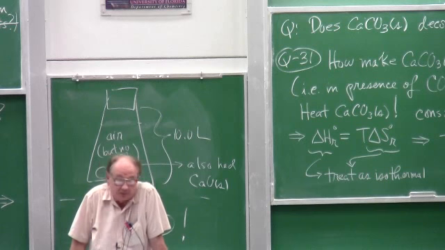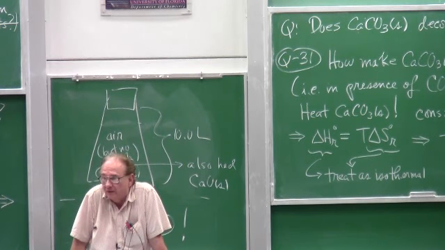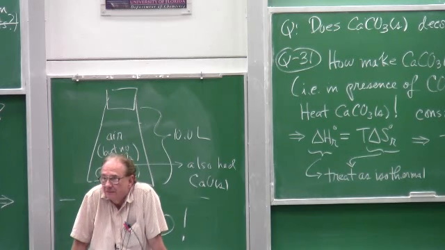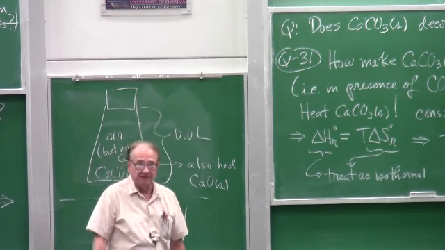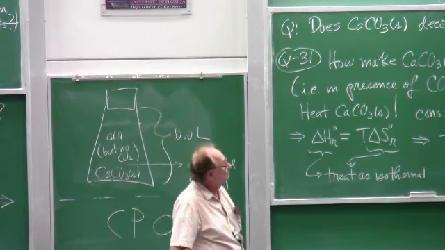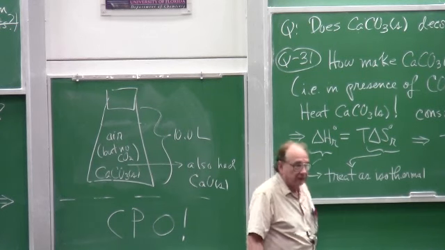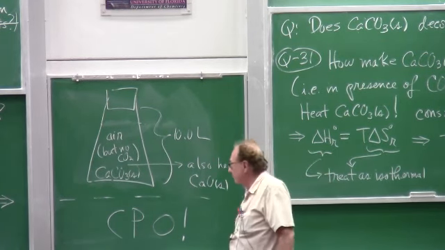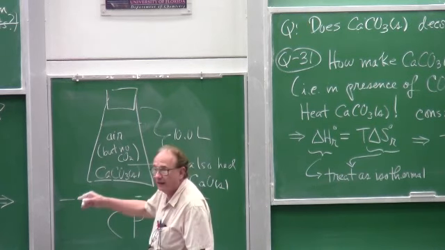And last I checked, which I will admit is a long time ago, calcium oxide is, or was at that time, and probably still is, listed among the top 10 chemical materials produced in terms of tons per year in the United States. Calcium oxide's got a lot of uses. Well, how can we make calcium oxide by this process? Well, we're not going to achieve it at 298 K.